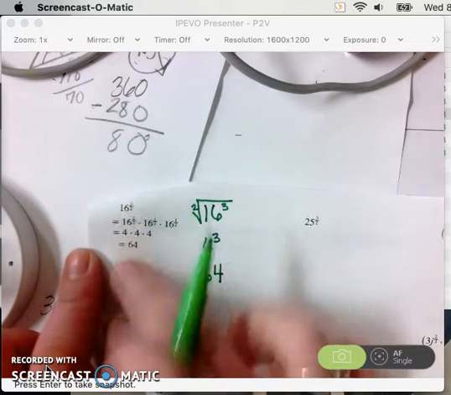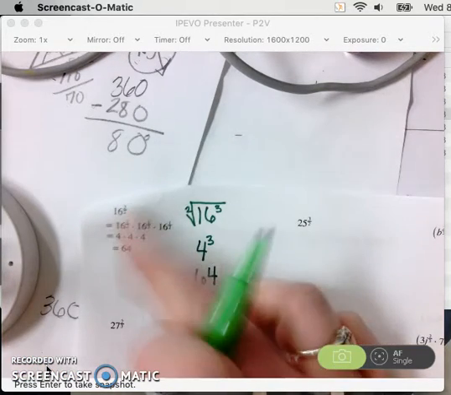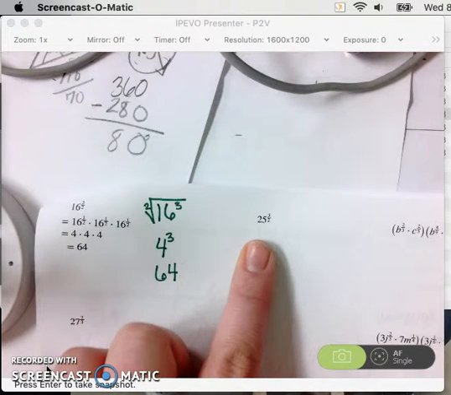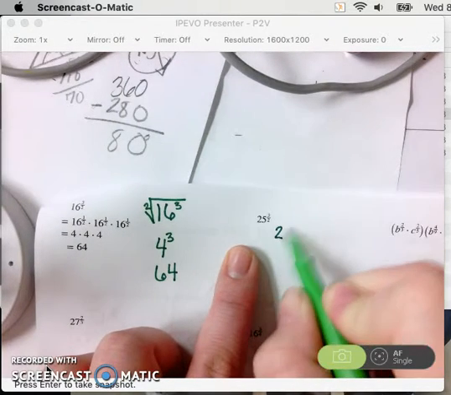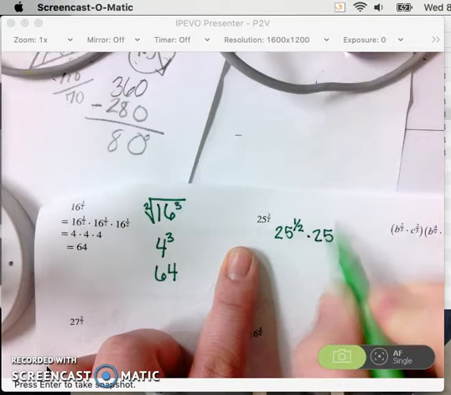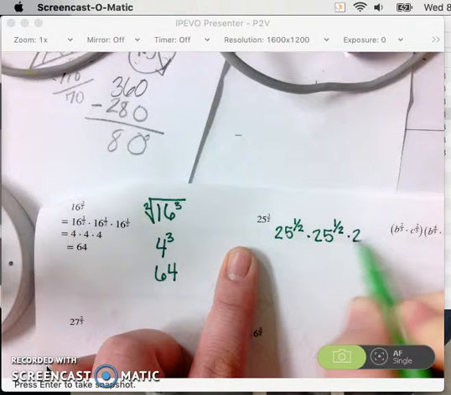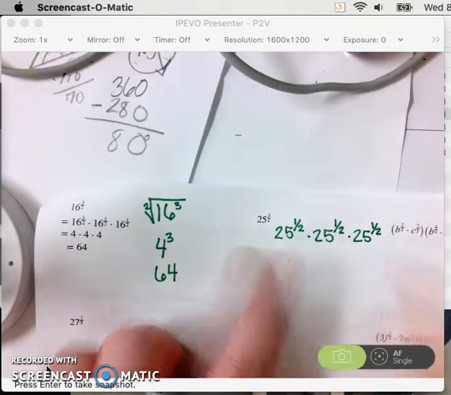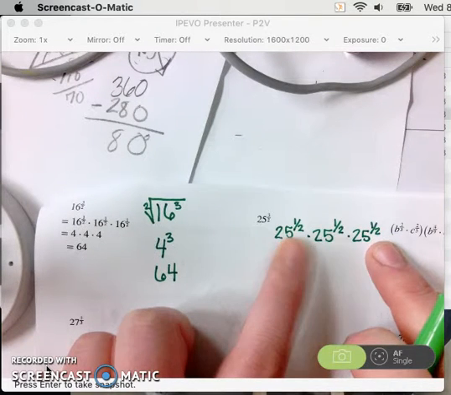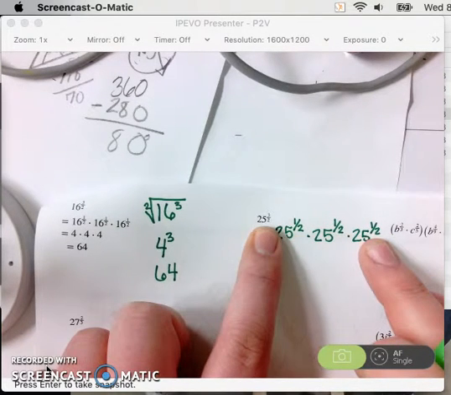This might help with some. Okay, so let's do this one. 25. Again, we could do 25 times 25 times 25. Break it down that way because when we multiply like bases, we add their exponents, which would be 1/2 plus 1/2 plus 1/2, which would get us 3/2.